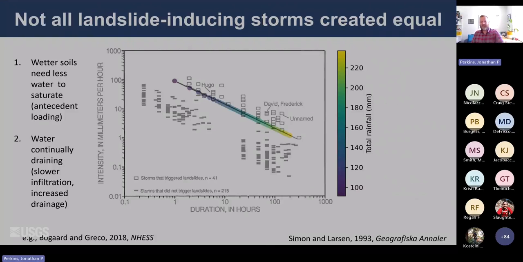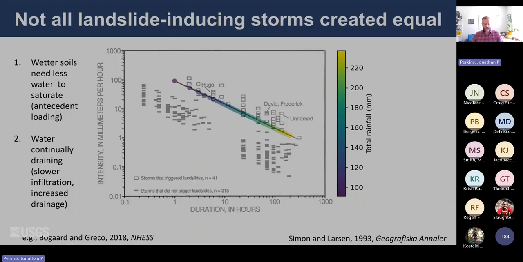So if you were just to take this line and integrate it and look at the total amount of rainfall that triggered landslides, we could see that the short duration, high intensity rainfall events require quite a bit less rain than the long duration, low intensity events. And that could mean a couple different things in our system. It could mean that, one, we have wetter soils.